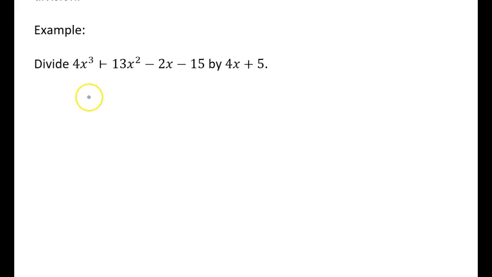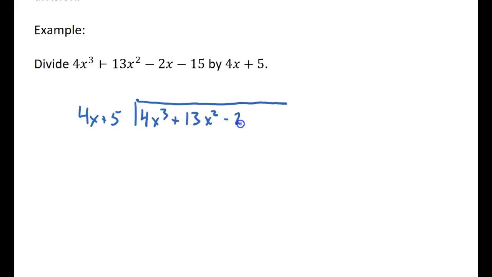So here we go. My divisor is 4x plus 5, and my dividend is 4x cubed plus 13x squared minus 2x minus 15. And I'm only going to work with the lead terms, okay? So I ask myself, what do I multiply 4x by to get 4x cubed? Well, I've already got the 4, so I don't have to worry about that, but I need to multiply x by x squared. Now x squared times 4x is going to give me 4x cubed, and then x squared times 5 is going to give me 5x squared.